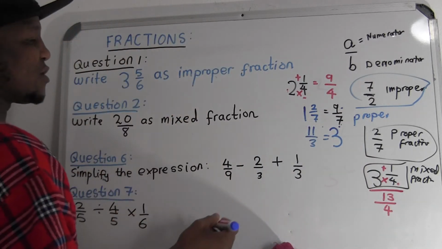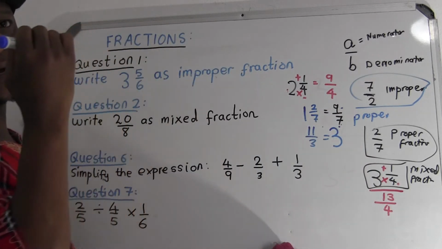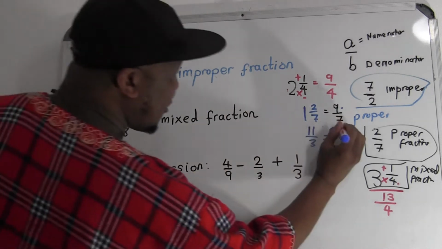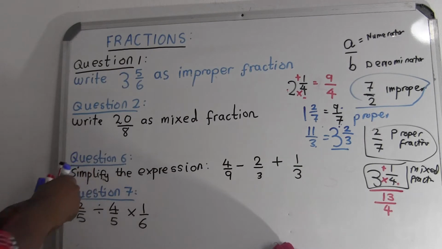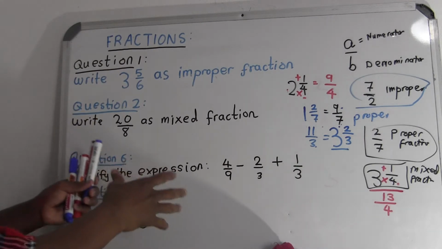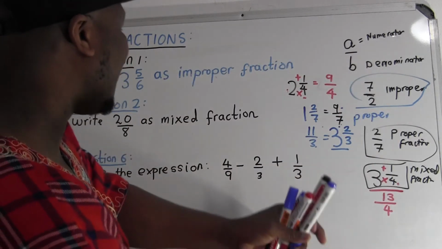What are you going to be left with? It's 9, right? 10, 11. I'm going to be left with 2, and then write this number here. You know what I'm saying? So that's how you change from improper to mixed and from mixed to proper.